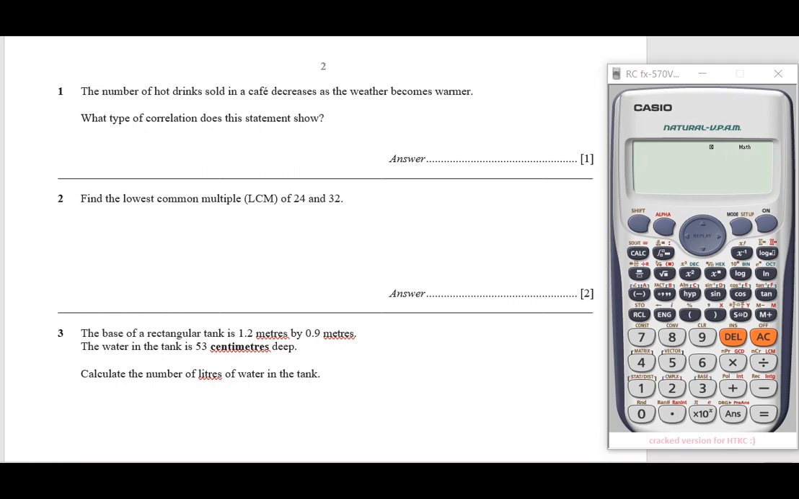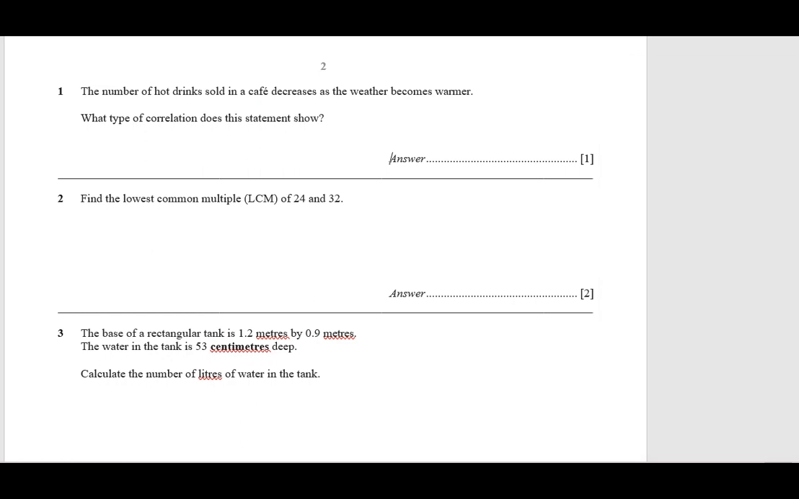Now let us see. The number of drinks sold in the cafe decreases. So it's a decrease when the weather becomes warm, and warm means that the temperature will increase. So decrease and increase, it's a negative correlation, so the answer is negative.